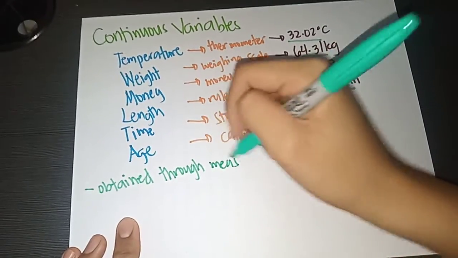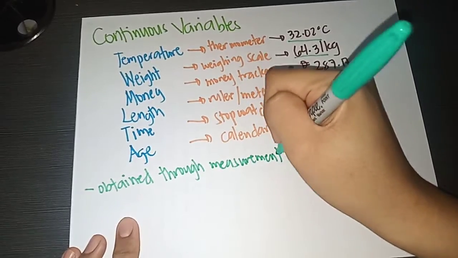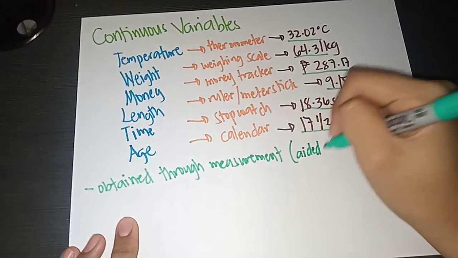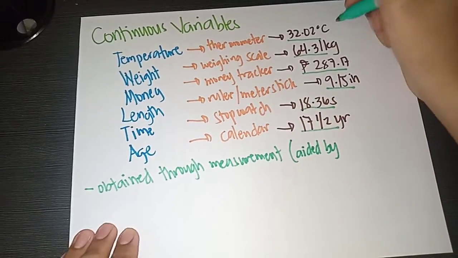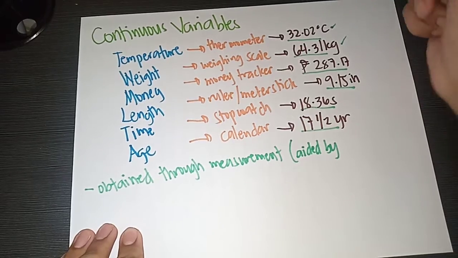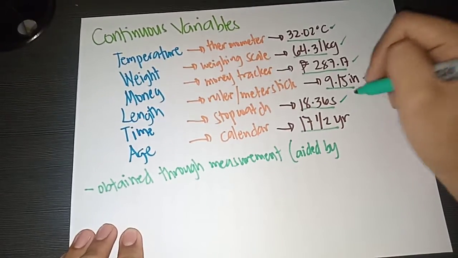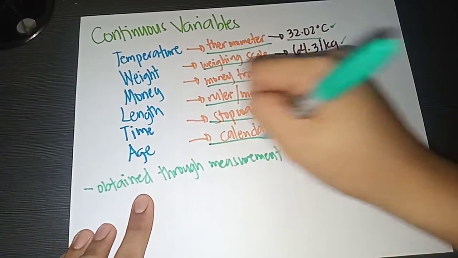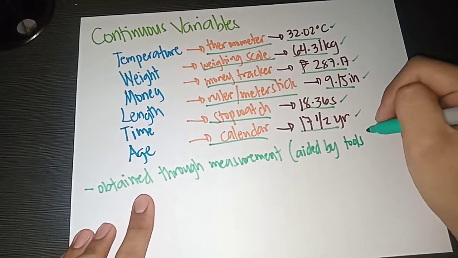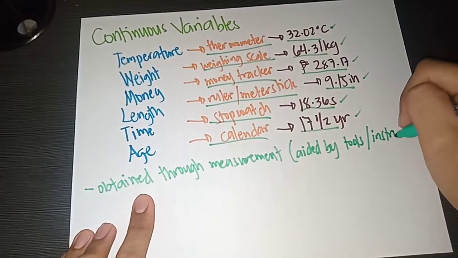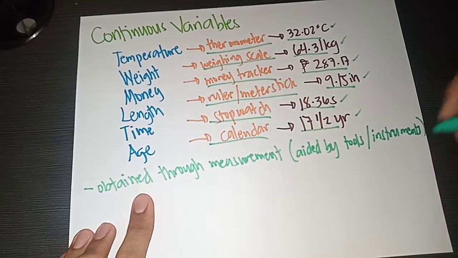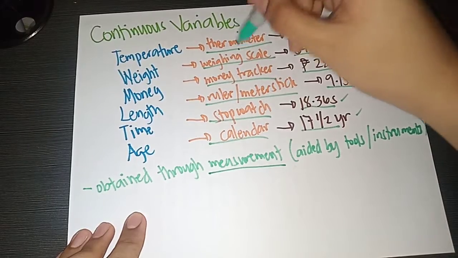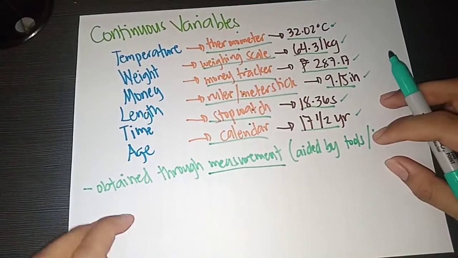Okay? And these measurements are actually aided by what? How did we measure the temperature? How did we measure the weight? How did we measure the money? How did we measure the length, the time, the age? Of course, we use different tools and instruments. Okay? So that is the main essence of continuous variables. They are obtained through measurements aided by some tools and instruments.